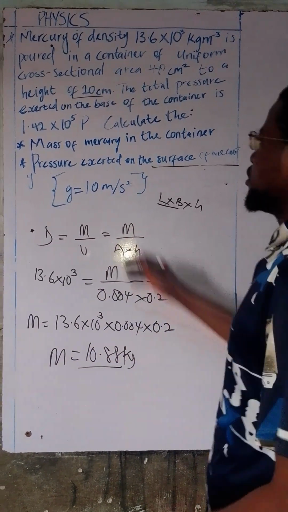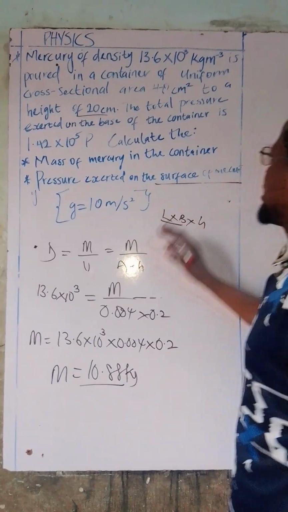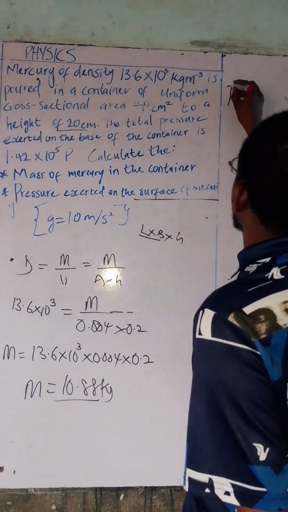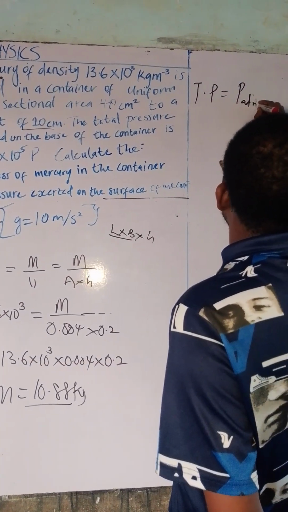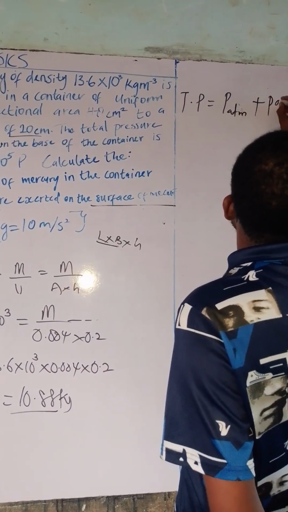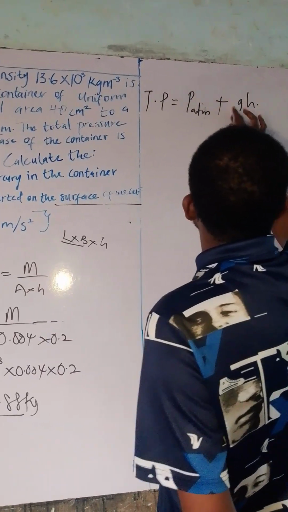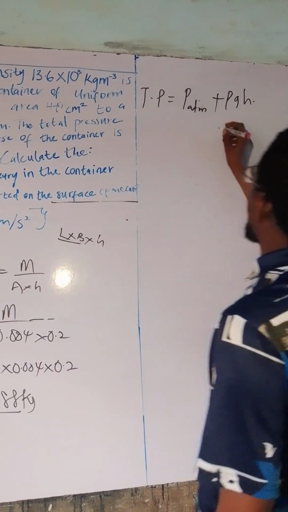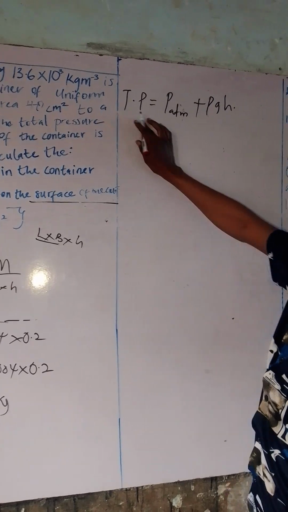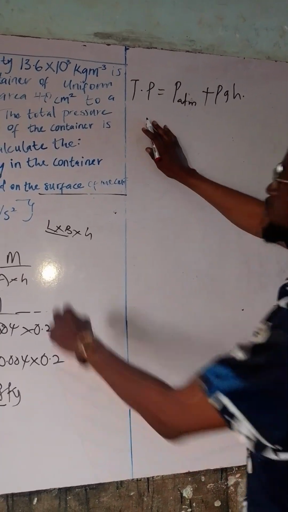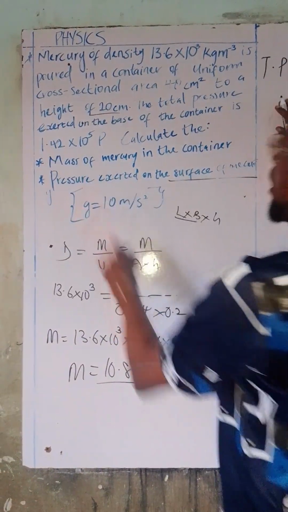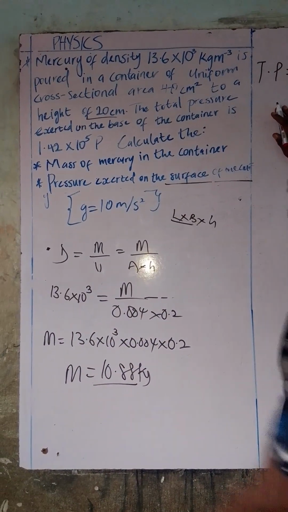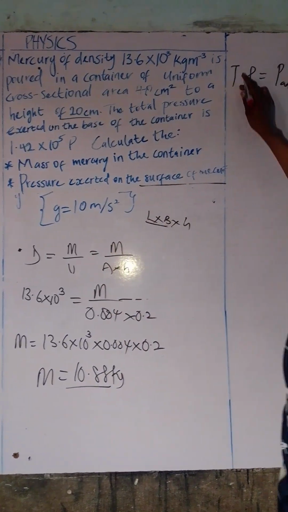So let's see. For us to get atmospheric pressure, we need total pressure. So total pressure is equal to atmospheric pressure plus this, that is pressure in liquid. So this is the formula for calculating total pressure. Total pressure is mentioned in the question. Thank God, we have it as 1.42 times 10 raised to the power 5. So that is total pressure.